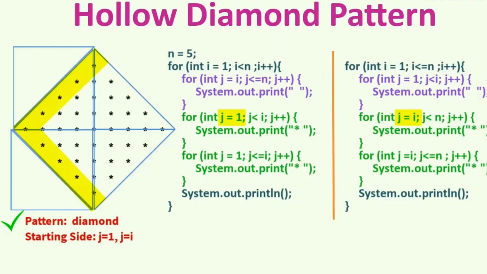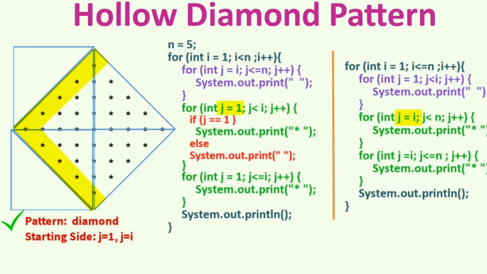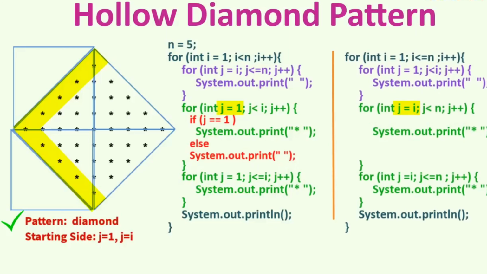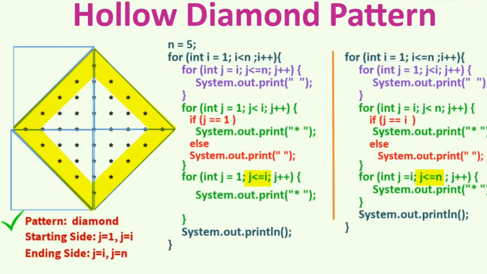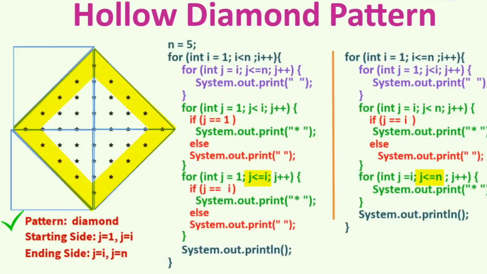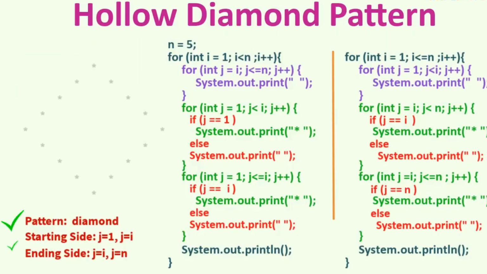We need only the starting star of each row in the second triangle, so we will take the starting condition of the j loop, which is j is equal to 1 above and j is equal to i below, and add that to the if statement. Then in the third triangle, we only want the last star of each row, which we will get from the end condition of j. So we add j is equal to i in the if condition of the above triangle and j is equal to n for the if condition below. If you run it, it will give you a hollow diamond.